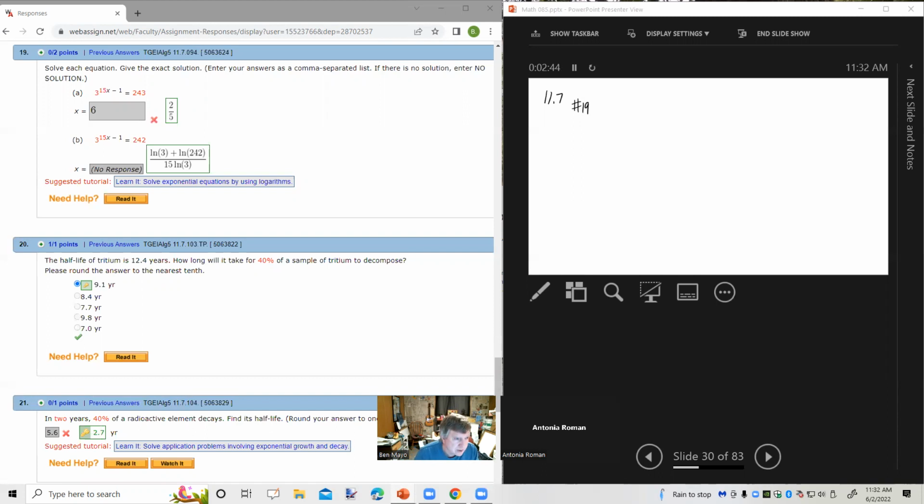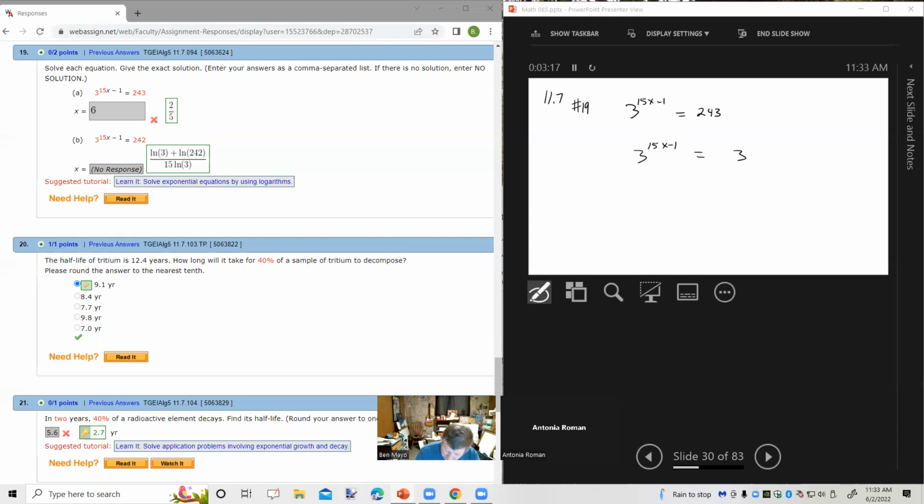All right, so we've got 3 to the 15x minus 1 power equals 243. Now, yesterday, we looked at 2 different ways of solving these kinds of problems. The first stuff that we looked at, if we could write them so that they had the same base, then we could go from there and set the exponents equal. If we couldn't do that, then we had to change it to a logarithmic equation, et cetera.